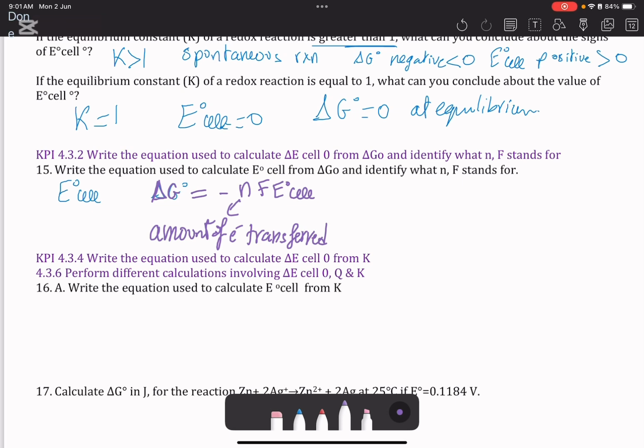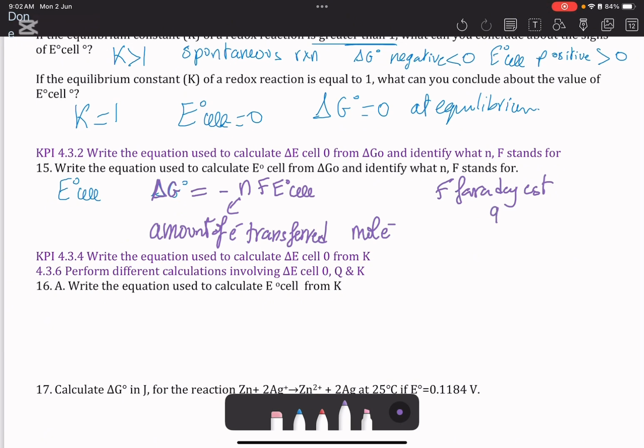So in the battery, usually the unit of n here is mole of electrons, and F is the Faraday constant, which is a given value, a constant that is equal to 96485 coulomb per mole of electrons. So that's why they can cancel out. And E cell is in volts, the voltage of the battery.